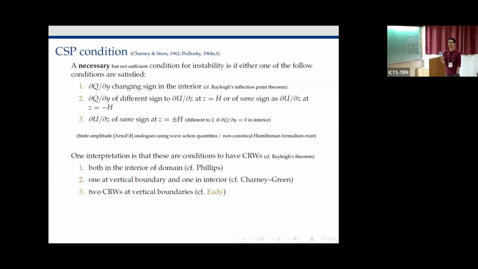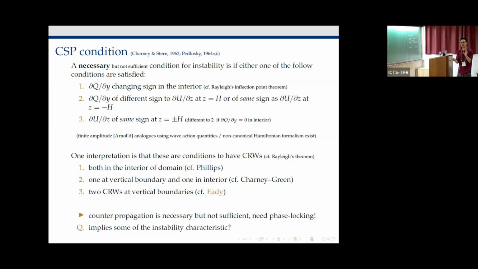So one way to think about this is that the first one is really something about your CRWs being in the interior of the domain. The second one is you have a vertical boundary, so these are kind of thermal Rossby waves, and something in the interior, so either this one, or this one. The third one is the Eady case where you have the bottom and the top.